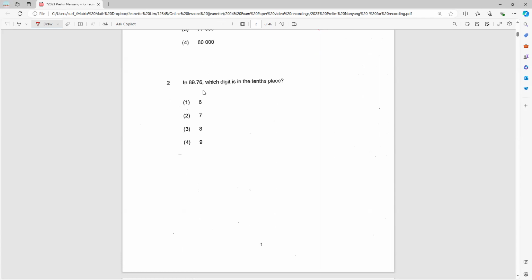Now, this is a tenth. So we're talking about after the decimal point. It is the first value after the decimal point. So answer 2.